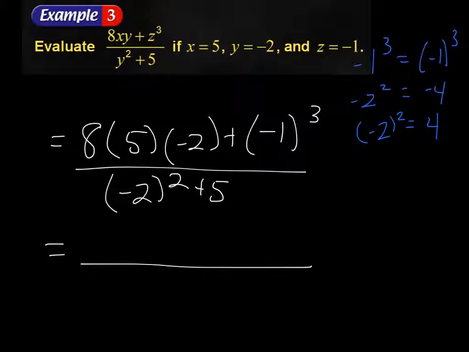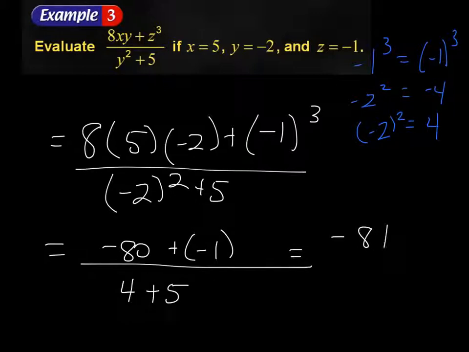8 times negative 10 would be negative 80, using our PEMDAS, doing all our multiplications. And that was plus negative 1, which I guess we could have just written minus 1. Negative 2 times negative 2 is 4, plus 5. So then we have negative 81 divided by 9. Negative divided by positive is a negative, and 9.